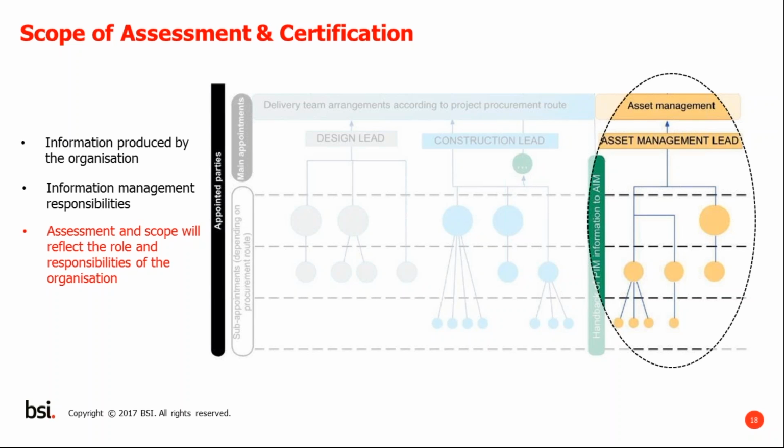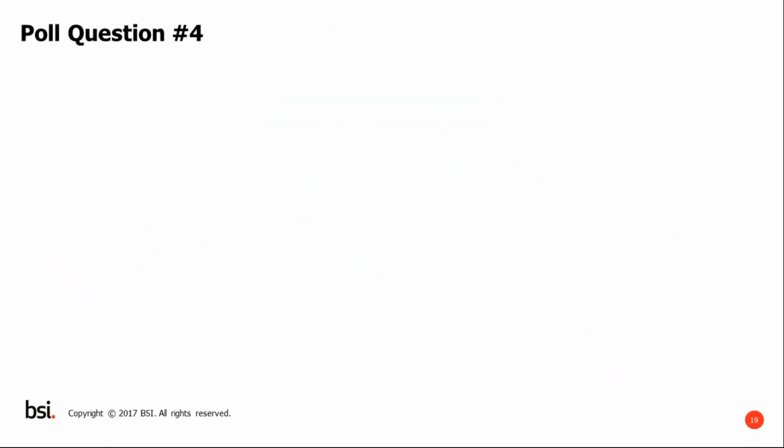So we want to provide assurance and a mechanism for supply chains to upskill and learn more about what they need to deliver in order to be compliant against BIM level 2. And then we go back again for another poll question to Rob.